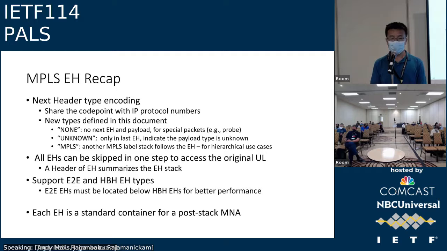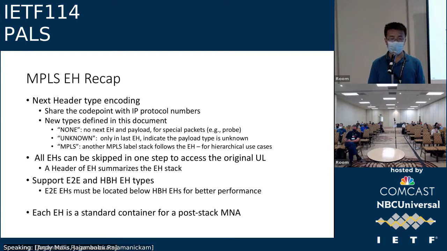The second type is Unknown, which can only be used in the last extension header, and basically tells you that we don't know what the payload type is. This is compatible with the current practice in MPLS. The next type is MPLS, which means another MPLS label stack follows this current extension header. This is very useful for hierarchical use cases in which you have multiple levels of MPLS label stacks. All the extension headers can be skipped in one step because we know the overall size of the extension headers, so it allows us to quickly access the original upper layer protocol.